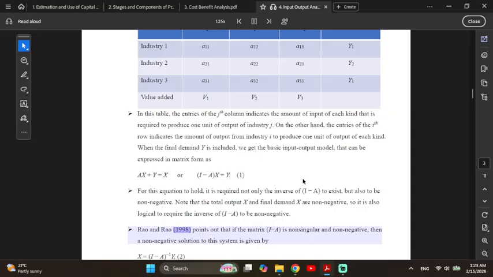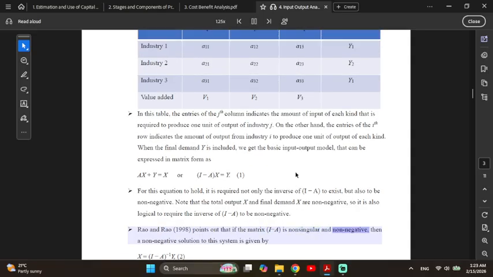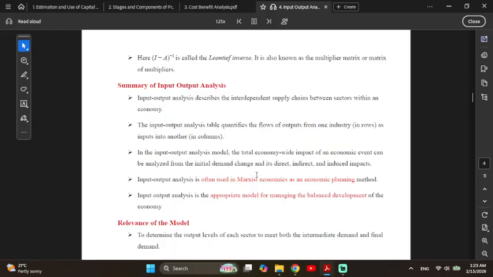Rao and Rao, 1998, point out that if the matrix (I - A) is non-singular and non-negative, then a non-negative solution to the system is given by X equals (I - A)^-1 Y (2). Here (I - A)^-1 is called the Leontief inverse. It is also known as the multiplier matrix or matrix of multipliers.